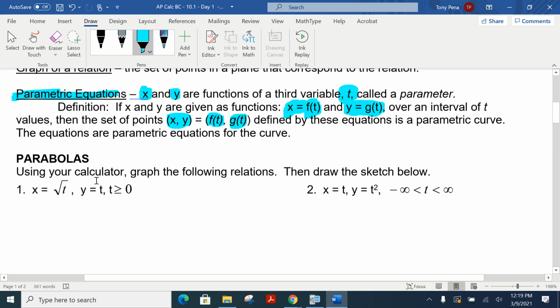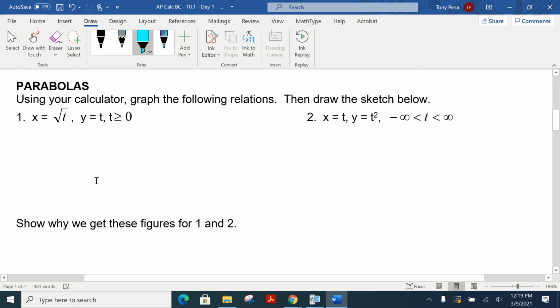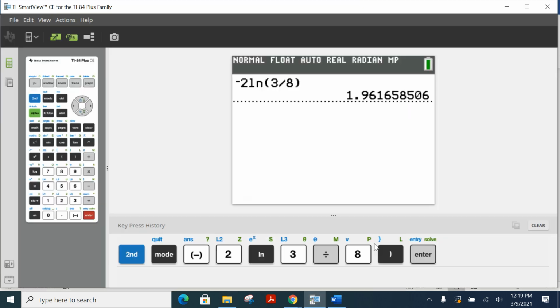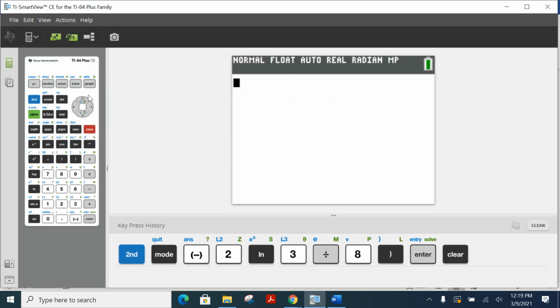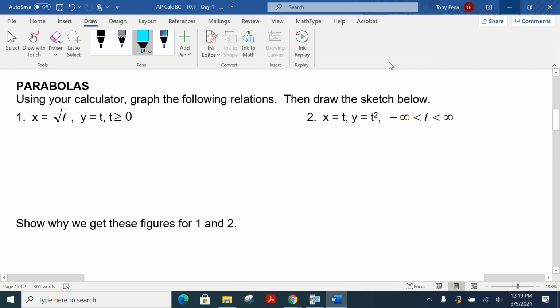So the first thing we want to kind of do, if you have your calculators, pull that out. So it says using your calculators, you're going to graph the following relations. Let me get my calculator ready. And right now, if you try to graph this, that's a problem, right? Like we have x equals and then a root t. So how could we possibly make that happen?